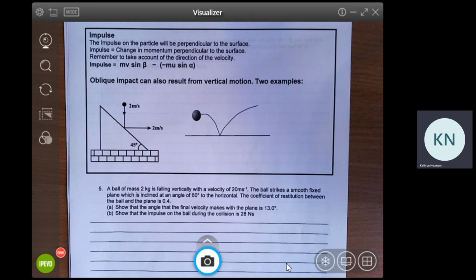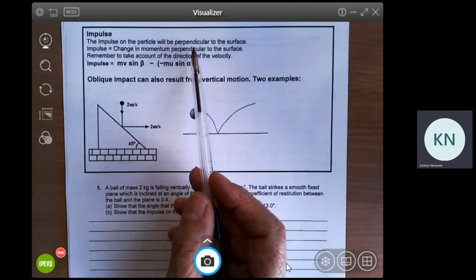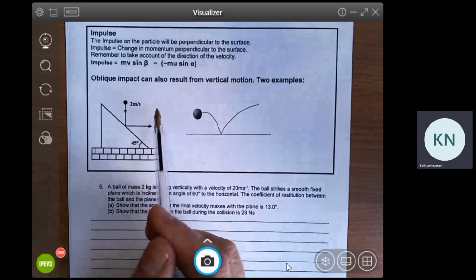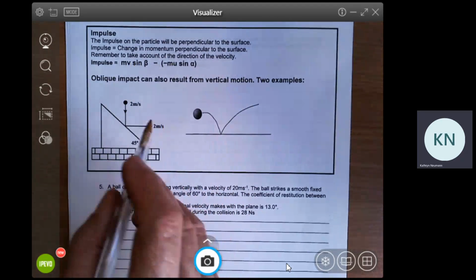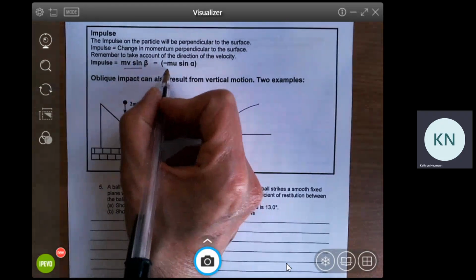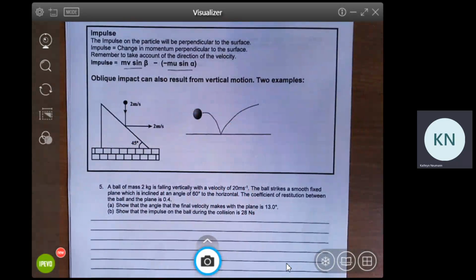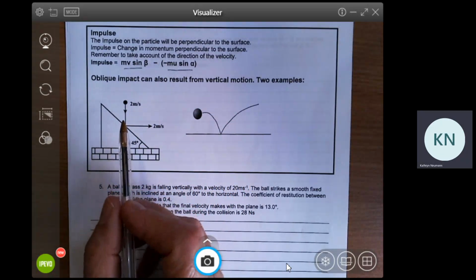So we're carrying on with the work on oblique impact, and we're looking at a couple of different examples and also the impulse that the particle is subjected to. The impulse on the particle will be perpendicular to the surface, and the impulse is the change in momentum perpendicular to the surface. You need to remember to take account of the direction of the velocity. So impulse is final velocity, take away initial velocity, and there'll be a sign change there to work on. It's important to realise that oblique impact can also result from vertical motion.